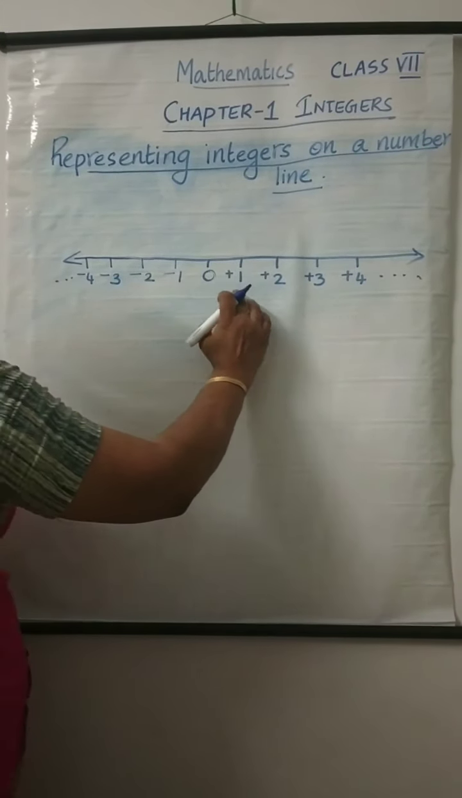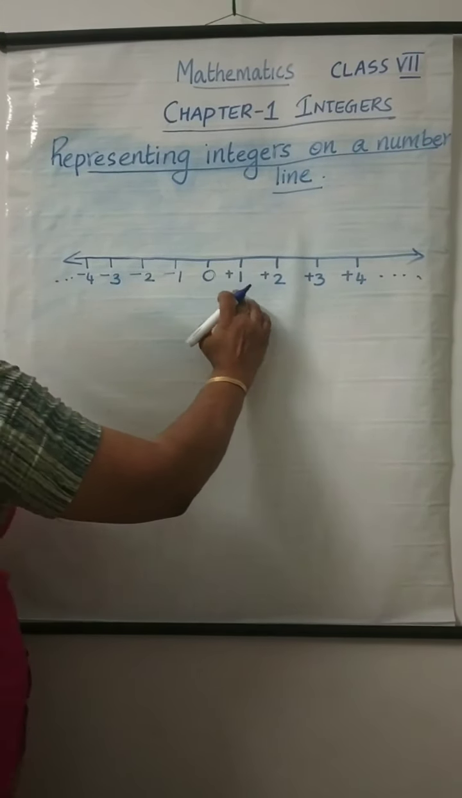Then, next problem. Negative 1 minus positive 2. So, choose minus 1. Then minus 2 means you have to go 2 units towards the left. So, from minus 1, 2 units towards the left is minus 3. So, the answer is minus 3.